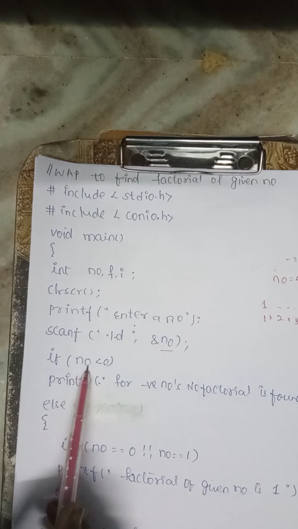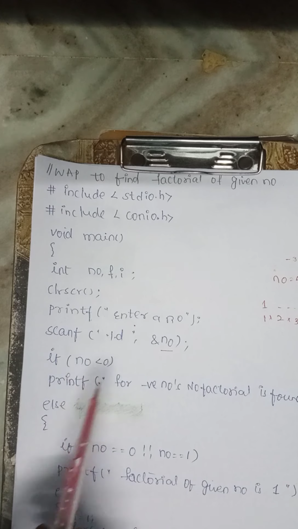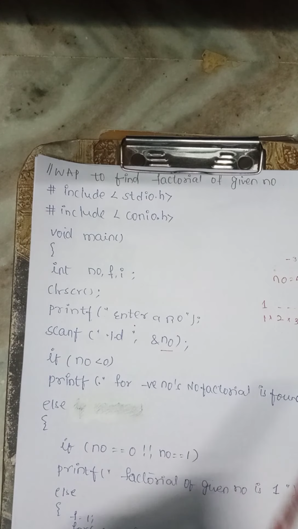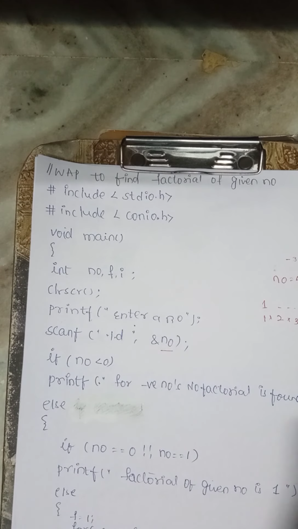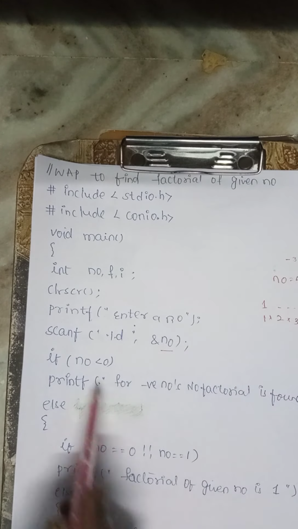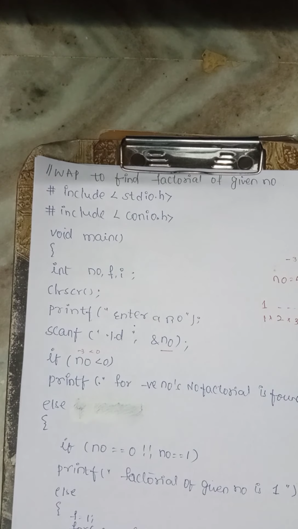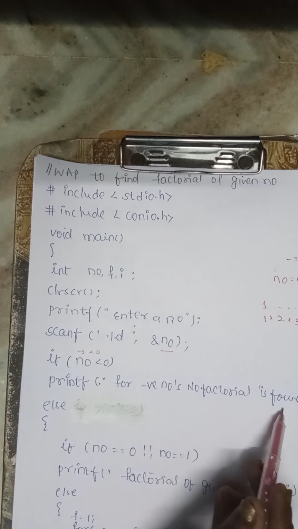Now if the number is less than 0, that means all negative numbers are less than 0. Printf, for negative numbers no factorial is found will be displayed. If the number is less than 0, this message will be printed. If I enter -3, -3 is less than 0. Now the condition is true, and if the condition is true, this statement is going to be printed.